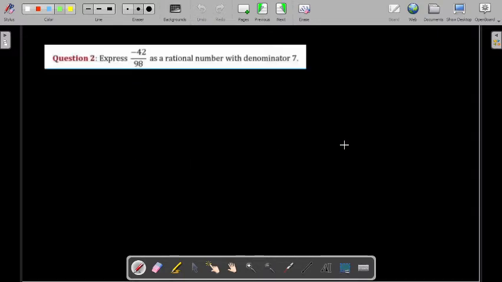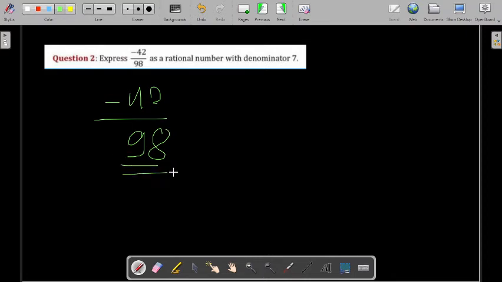Okay, let's look at the second question. Express minus 42 upon 98 as a rational number with denominator 7. Instead of 98 you have to write 7, but how will you divide it? This number will be divided by both by 2. 2 twos are 4, minus 1 here, 2 ones are 2, and 2 fours are 8, 1 shift here, so 2 nines are 18.